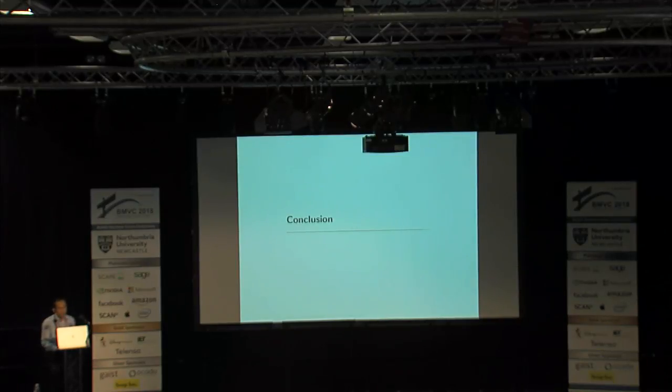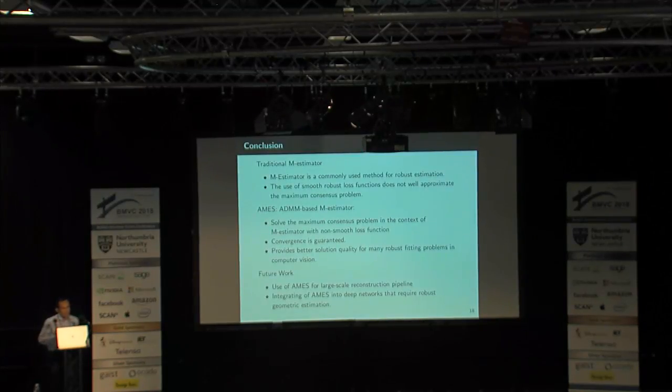So, in conclusion, the traditional M-estimator is a commonly used technique for robust estimation. However, when it comes to maximum consensus, the smooth loss function does not well approximate the original function of maximum consensus. Therefore, we introduce a method which solves the maximum consensus problem in the context of M-estimator with non-smooth loss function. And our algorithm converges after a finite number of steps, and this is guaranteed.